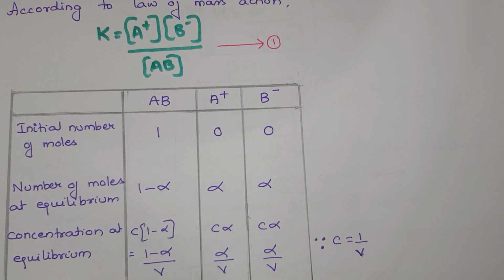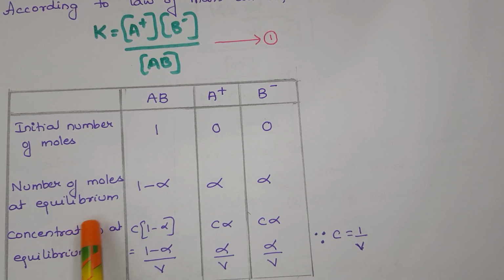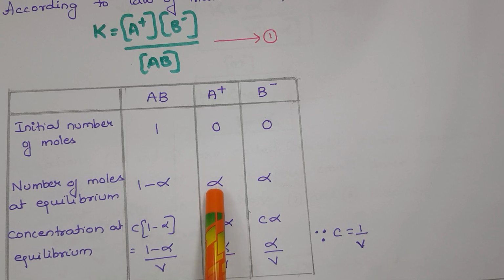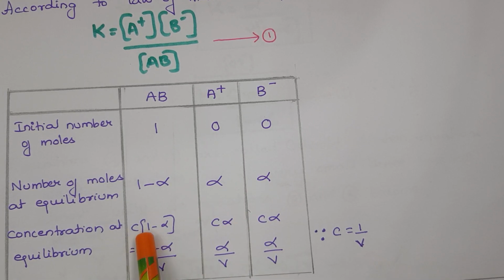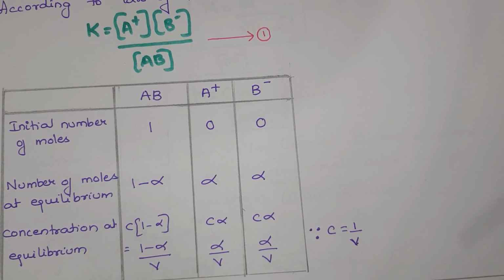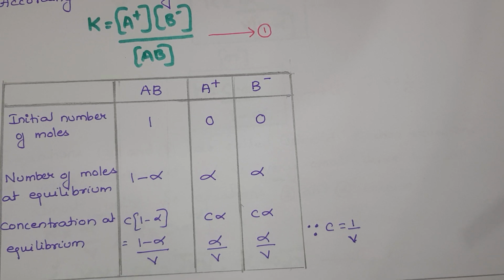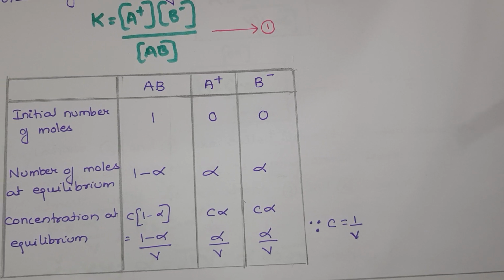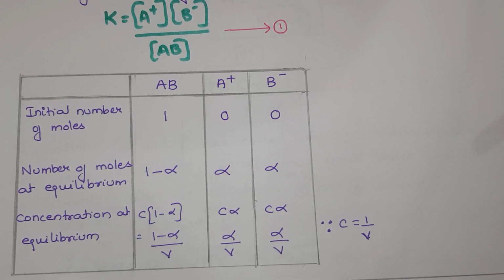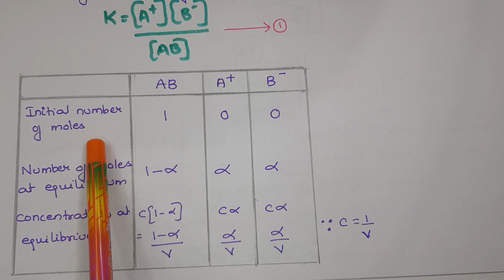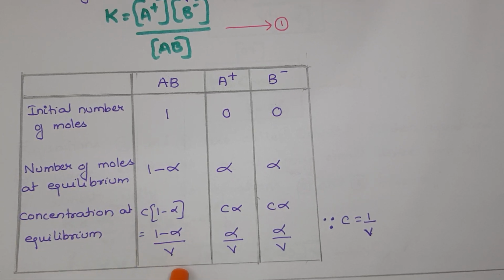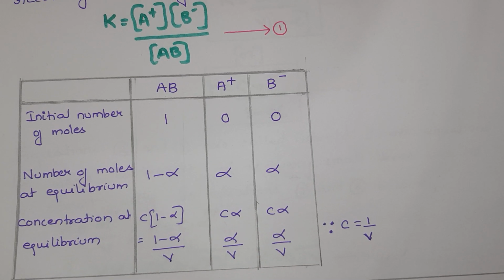Next, concentration at equilibrium. So how do we get concentration at equilibrium, students? Number of moles at equilibrium into concentration. So C into 1 minus alpha. Next, A+ is C into alpha, B- is C into alpha. We all know that C is equal to 1 by V. So instead of C, if we write 1 by V, now this becomes (1 minus alpha) by V, this becomes alpha by V and this becomes alpha by V. Written, students, can you see? Understood this table? So before dissociation, after dissociation. Now this is concentration at equilibrium: (1 minus alpha) by V and alpha by V. Okay, so let us proceed.